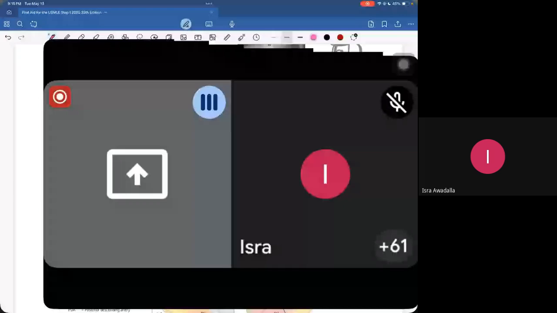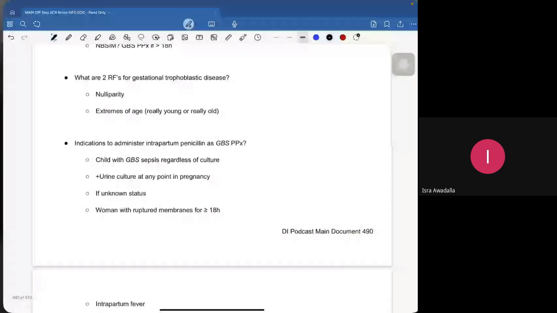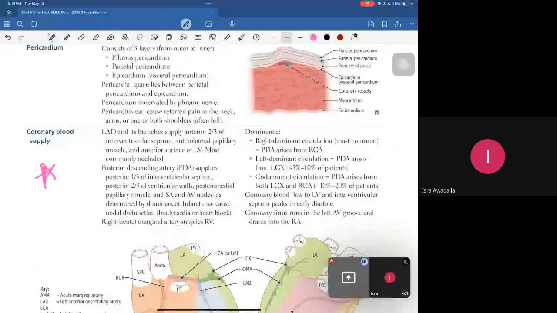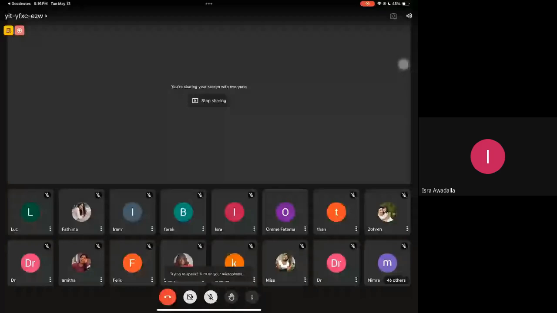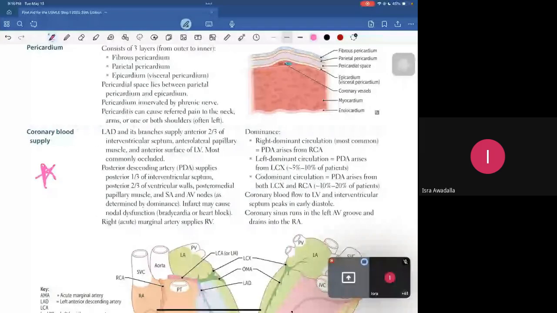So pericardium is not that important. The coronary blood supply is very important. So you guys have to listen to it carefully, right? Let me check if there's some question. Okay, now, the blood supply of the heart comes from two areas, right?